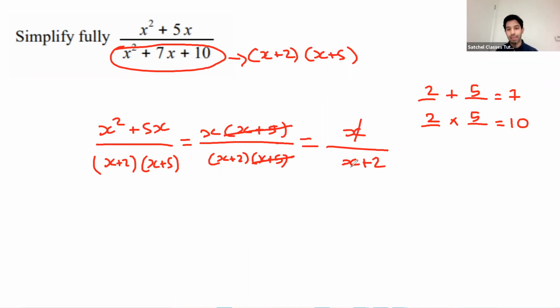And again, these x's will not cancel out because we're adding x to 2. X is not a factor of 2. We're not multiplying 2 by x. So be aware of that. Your final answer is going to be x over x plus 2.